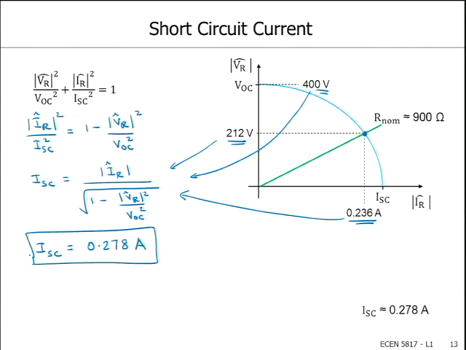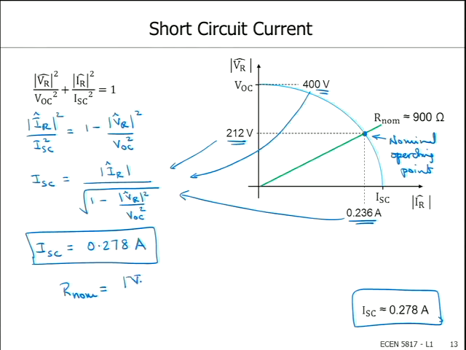Okay. While we're on this figure, let's also simply compute. That matches this. Right? This was just a check, in case I didn't have my notes with me. Let's also just check what the nominal resistance or load resistance is at our nominal operating point. Remember, this was our nominal operating point. And so the nominal resistance, R nominal, is simply going to be this value V R over the value I R, and that's 212 divided by 0.36, and that's approximately equal to 900 ohms.